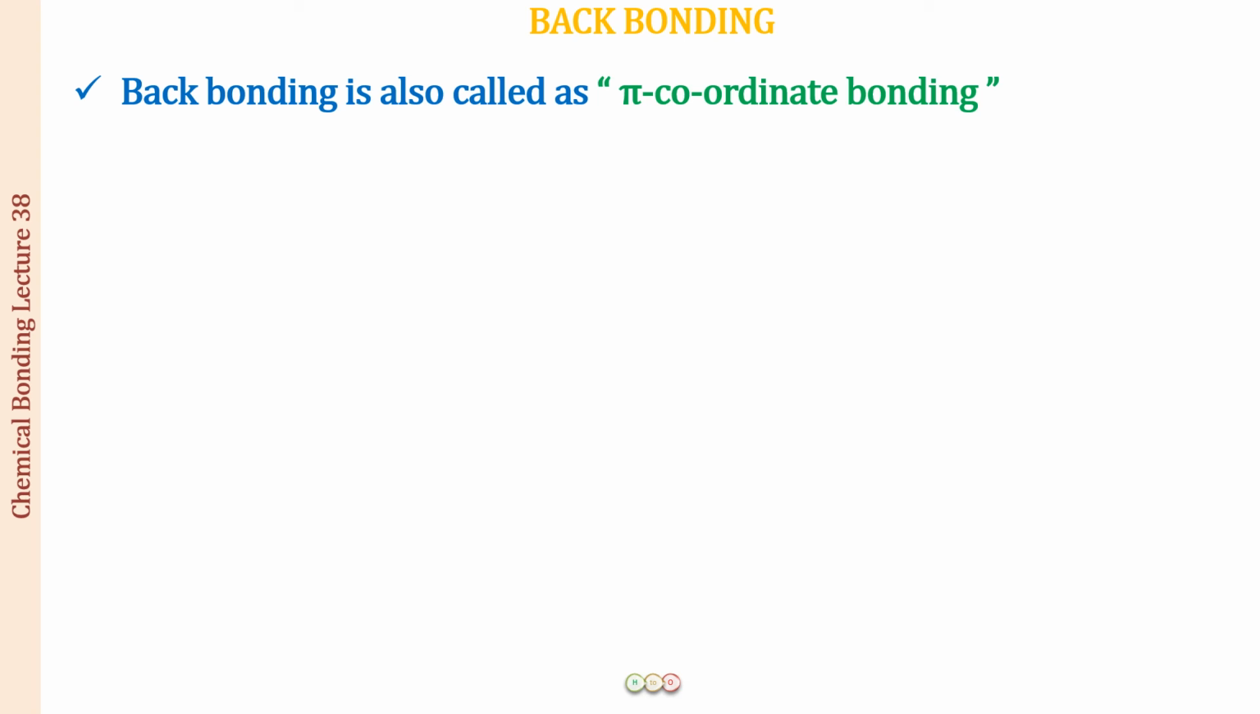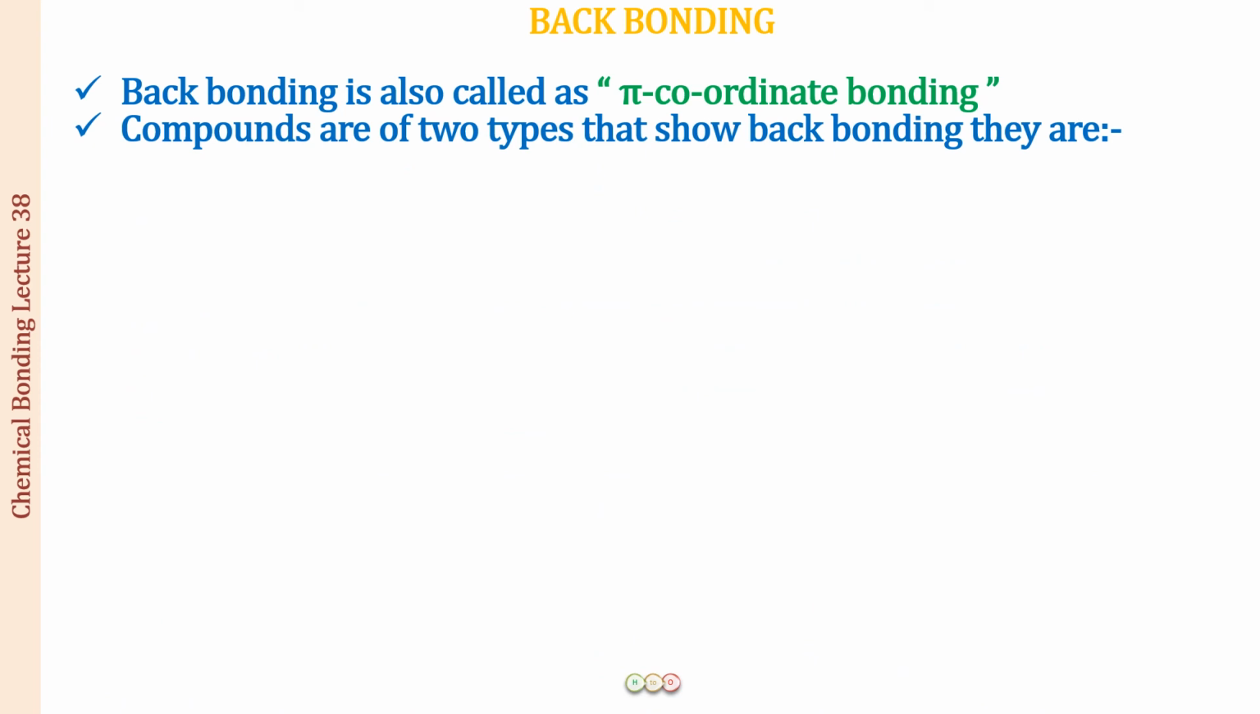So back bonding is also called pi coordinate bonding, and I hope you all understand this now very well. That first bond was the sigma bond. So back bond is going to be the second bond, so it is going to be a pi bond, and it is also a coordinate bond because it is only one of the atoms which is putting in its electron pair and sharing it with the other atom.